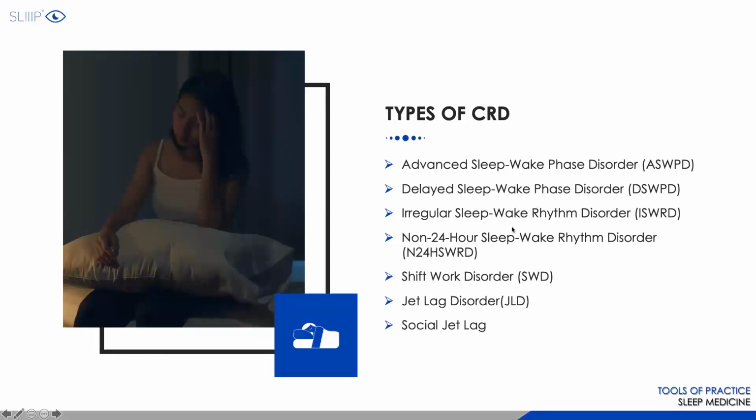Non-24-hour sleep-wake rhythm disorder is actually related to patients who don't have an entrainable circadian rhythm. Usually we think of these patients as legally blind or more or less completely blind, and they don't have the ability to entrain their sleep-wake cycle. So these patients are a very difficult group to deal with.